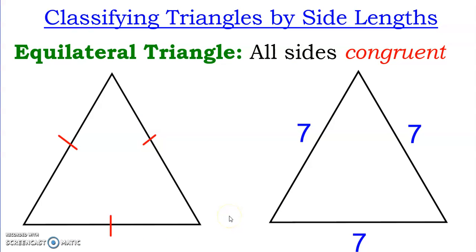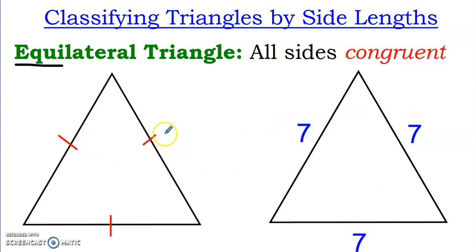So we can classify triangles two different ways. We can classify a triangle by its side lengths or by its angle measures. There's three different classifications for side lengths, and there's three different classifications for angle measures. An equilateral triangle means that all the sides are congruent. So I like to remember this one. Equa means equal, so all three sides are equal.